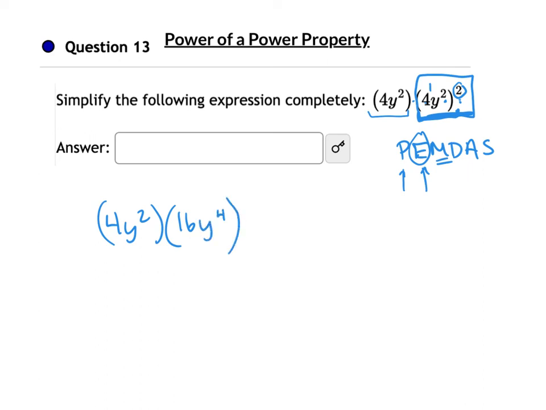And now you've got a completely different operation. You're just doing plain old multiplying. And when you multiply, you multiply the coefficients. 4 times 16 is 64. And you add the powers on like bases. Here you have 2 y's. Here you have 4 y's. Altogether, there are 6 y's multiplied. 64 y to the sixth.